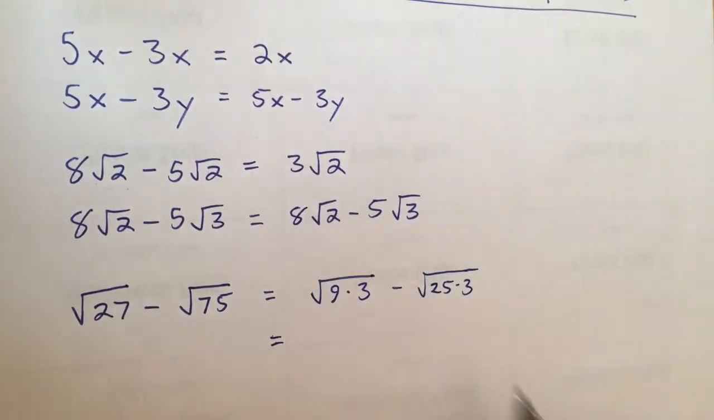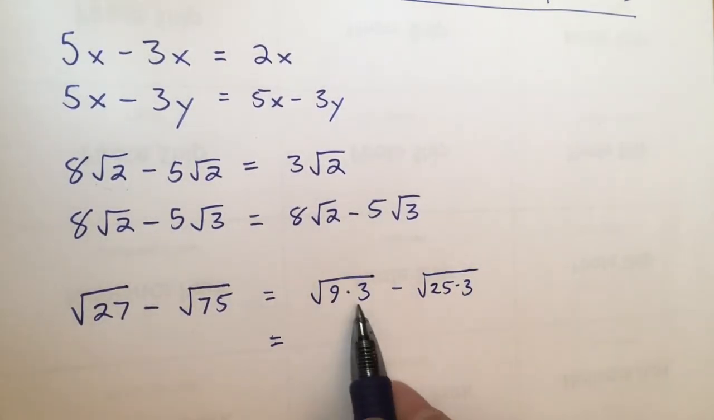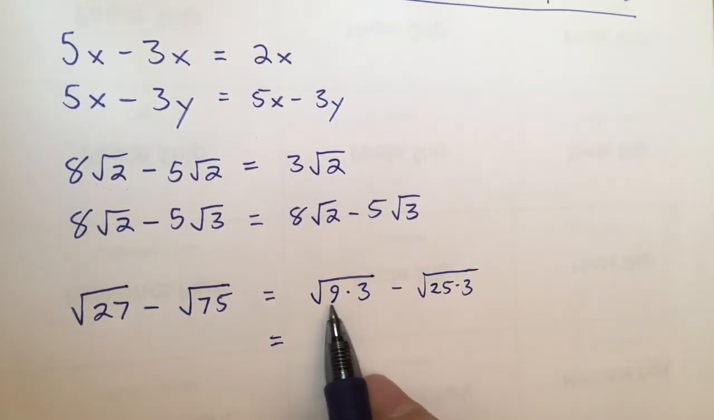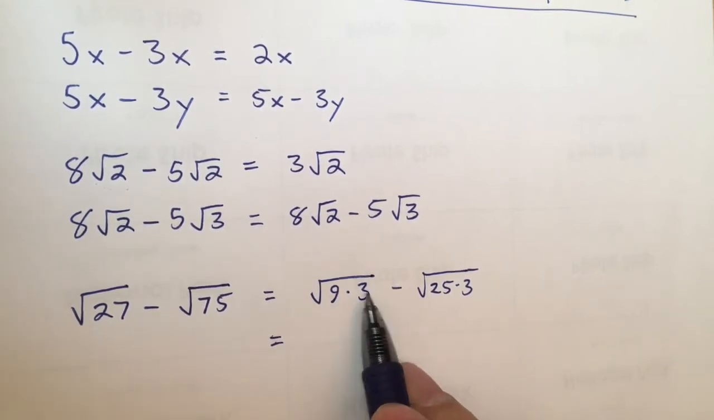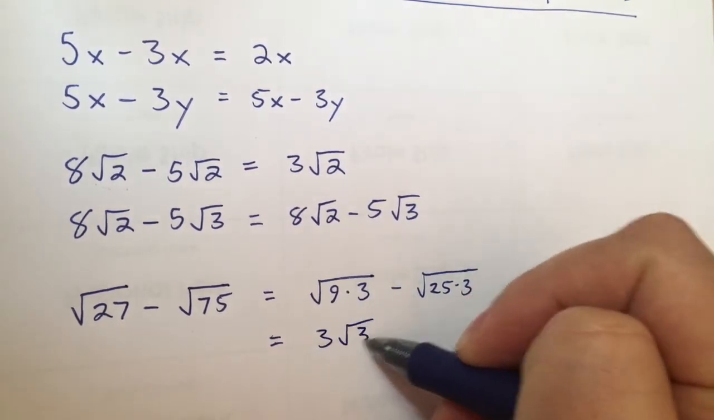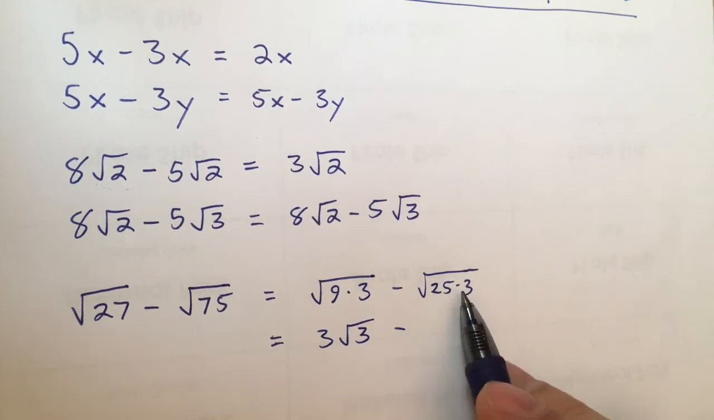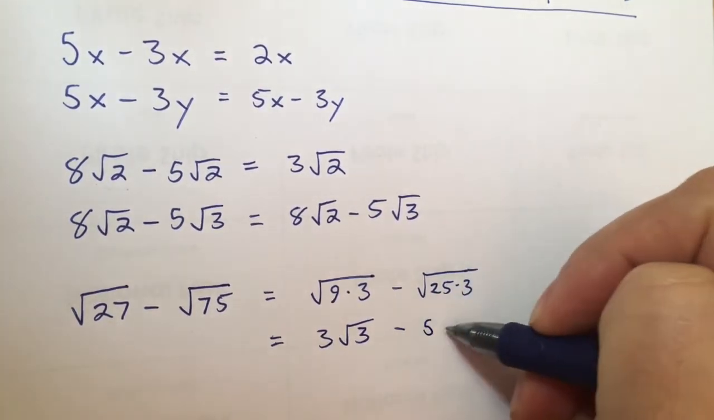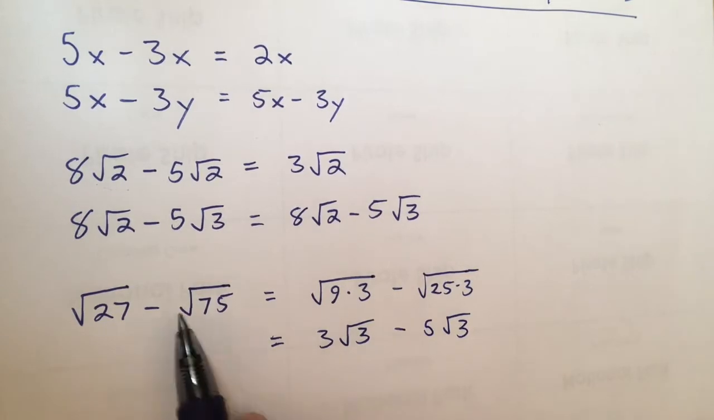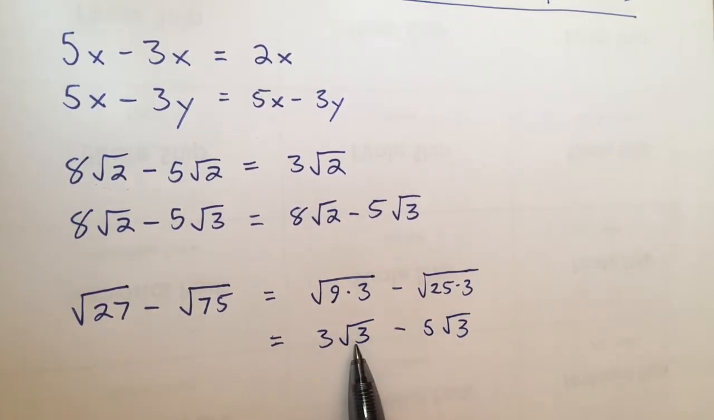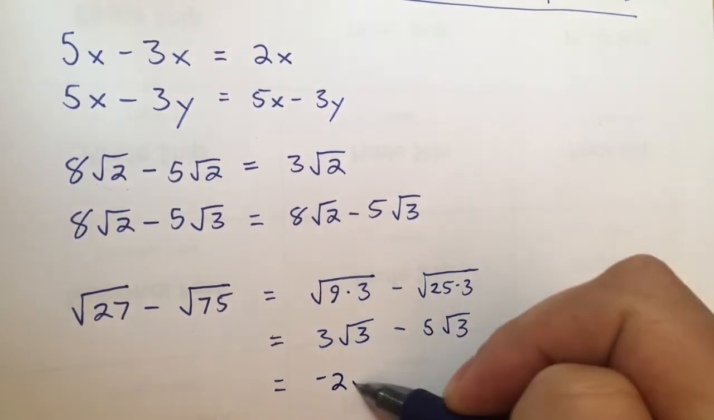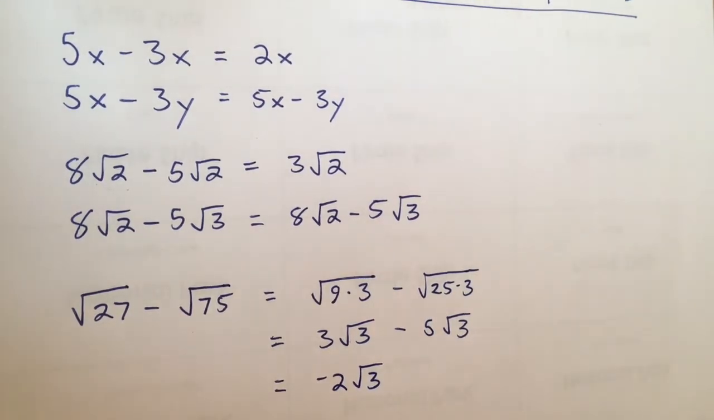Now when I do that, I see that root 9 times 3 is the same thing as root 9 times root 3. Root 9 is 3. And root 25 times 3 is root 25 times root 3. And square root of 25 is 5. And look what happened. When I simplified these, I realized, oh look, the radical part is the same now. So now I can combine these. 3 minus 5 is negative 2. So the answer is negative 2 root 3.